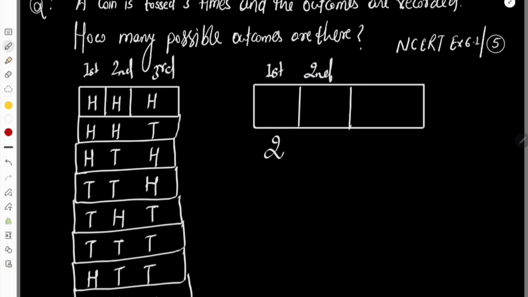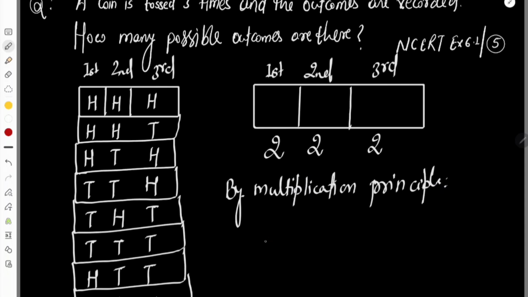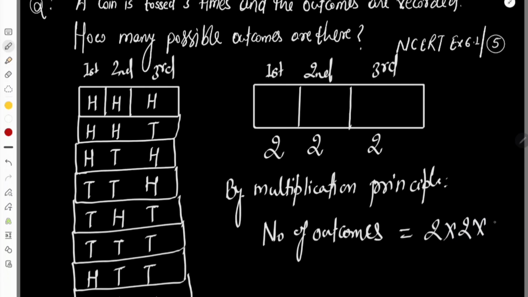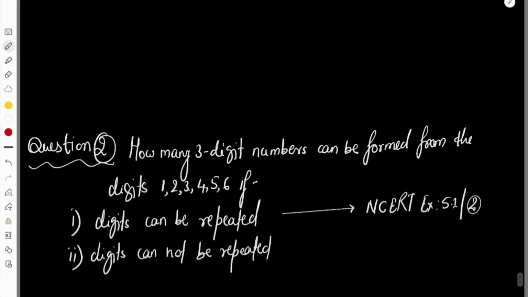Okay now, second one also, second work can be done in two ways, means either it can be filled by head or tail. Similarly, in the third task also you are getting either head or tail. So I hope you are getting the multiplication principle. You will say that number of outcomes is equal to 2 into 2 into 2, that is nothing but 8 is the answer. I hope all is clear to you all in this one.